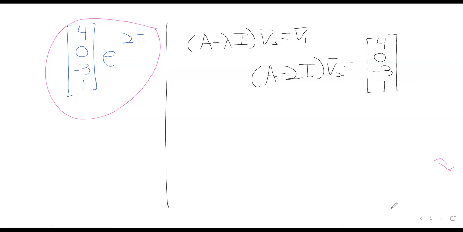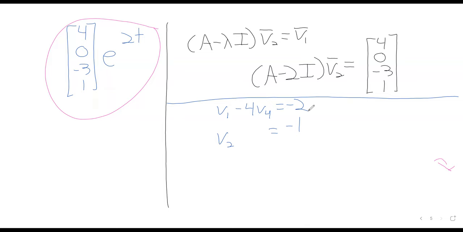So this time we get, let's see, V1 minus 4 V4 equals negative 2. V2 equals negative 1. V3 plus 3 V4 equals 1. And then again, the useless statement that 0 equals 0.